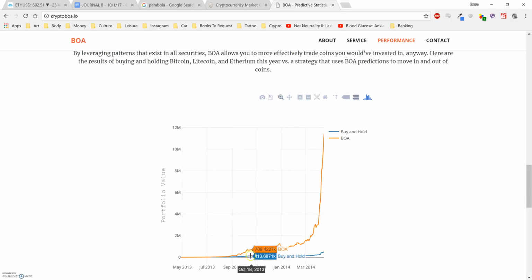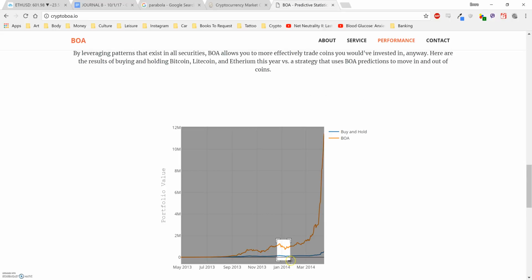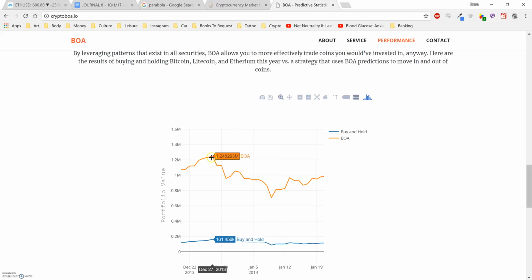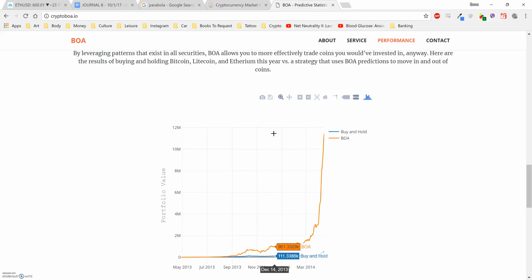So when the whole market drops, BOA drops, because BOA can't just make money in a losing market unless you were shorting. But since BOA doesn't short, it just tells you which coins are good buys and which coins are good sells. The predictions become kind of useless when the market as a whole starts trending downwards. Here you can see the same thing again, 161,000 down to 87,000 in the buy and hold, and BOA dropped as well.